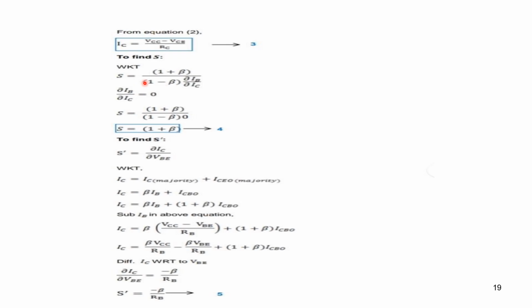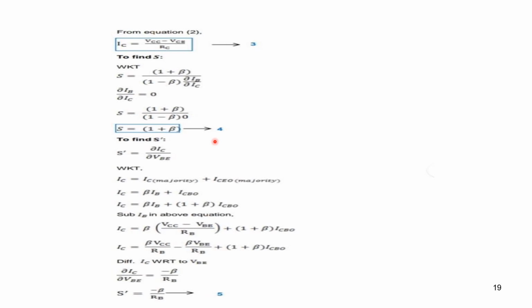So what is the stability factor? The S formula is (1 plus beta) by (1 minus beta into ∂IB/∂IC). We have the IC value, IC equal to (VCC minus VCE) by RC. Differentiate this with respect to IB. There is no IB term, so it is 0. This term is 0, so S is equal to 1 plus beta. That means the stability factor is 1 plus beta.